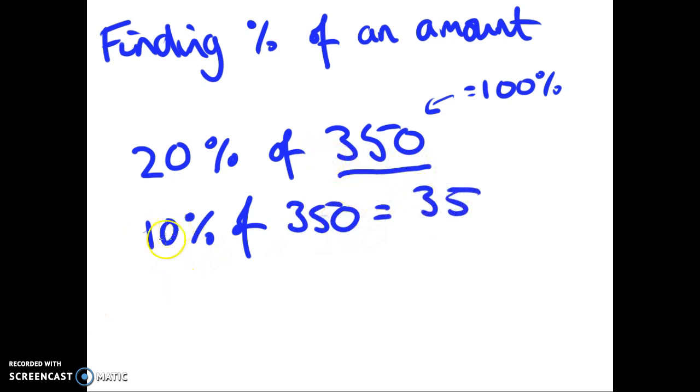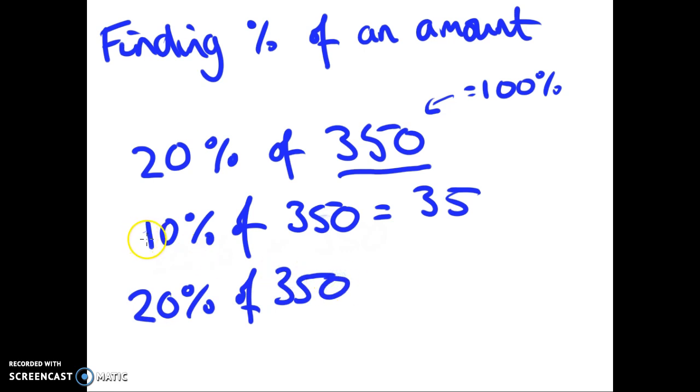Then working from there, if I know what 10% is, I can very easily find 20%. If we think to go from 10 to 20, we've just doubled. So 20% will be double 10%, which will be 70. That's the first way of doing it.